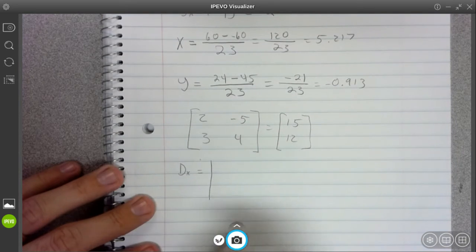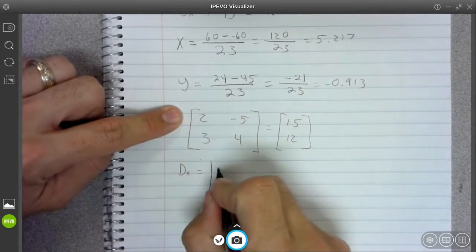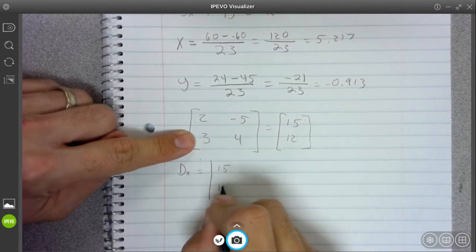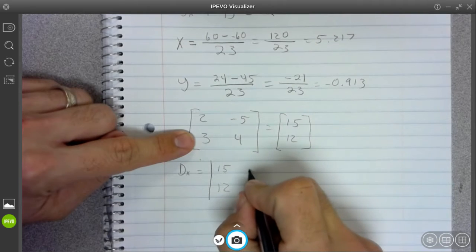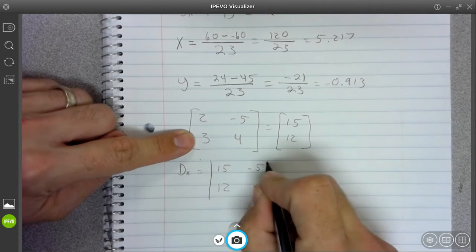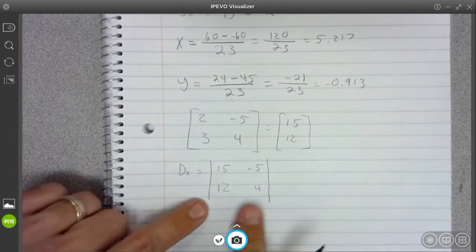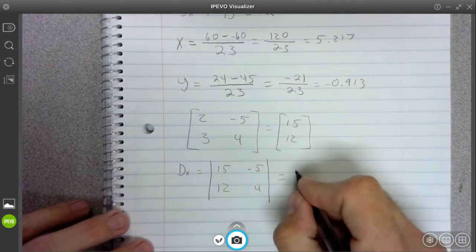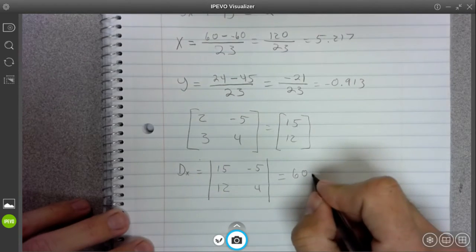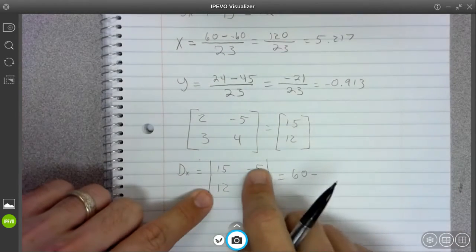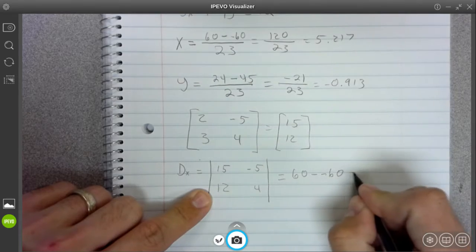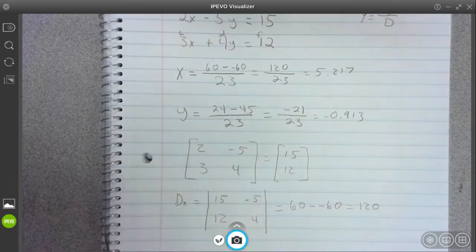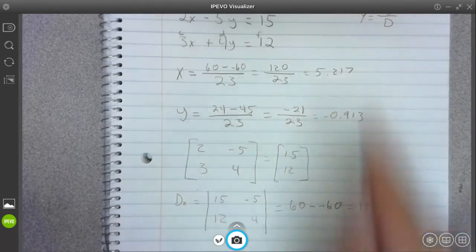We're at the little bars this time. But I'm going to replace the 2 with the 15 and the 3 with the 12. Okay? But the y values are just going to stay normal. And then you actually find the determinant of this matrix. All right, that's going to be 15 times 4, which is 60, minus 12 times negative 5, which is negative 60. So that's how we get 120, which is what we had here. So they call that the determinant in x.